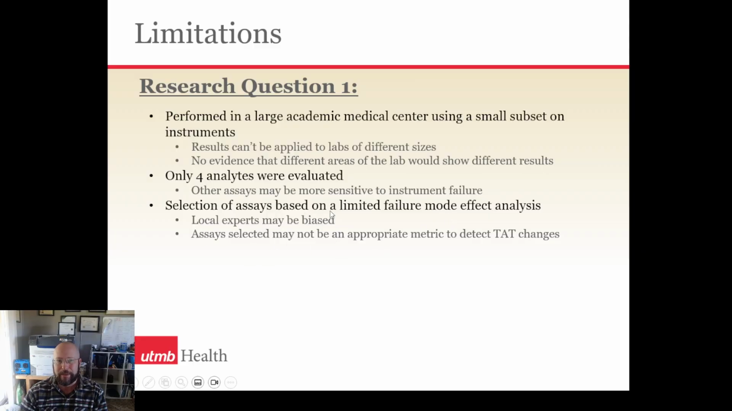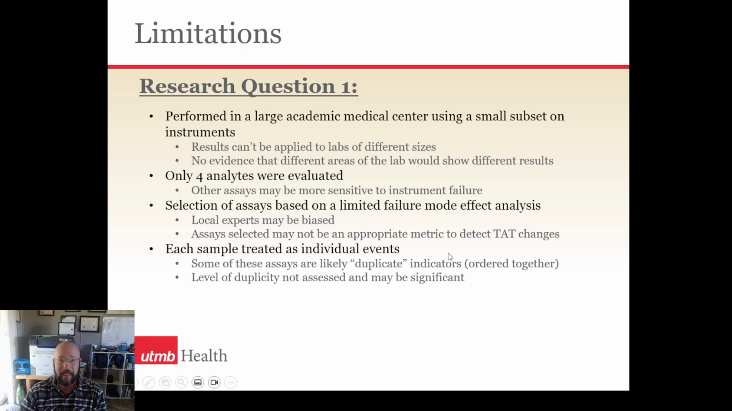The selection of assays was limited based on our failure mode effect analysis. So in this case, I went to the lab managers and the lab staff at UTMB and just polled them, like asked them which assays are going to be the best to look at for this, which are going to show more impact to turnaround time based on their expertise. And that local expertise could be biased, you know. Maybe I didn't even ask the right experts. That's also a possibility as well. So these assays may not be the most appropriate to detect turnaround time changes. It's just the ones we selected.